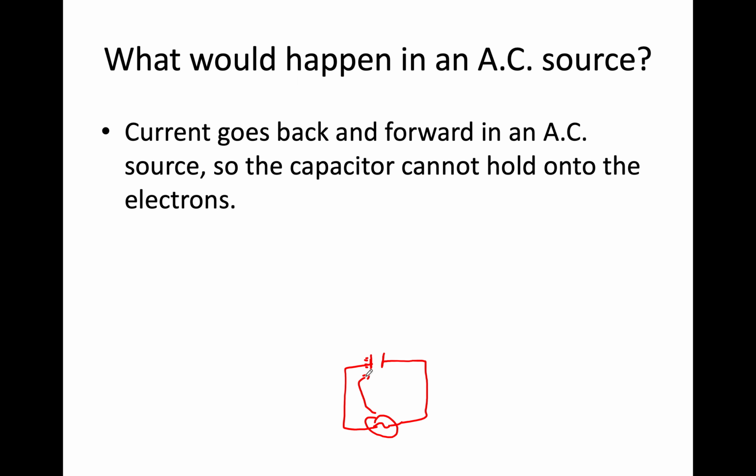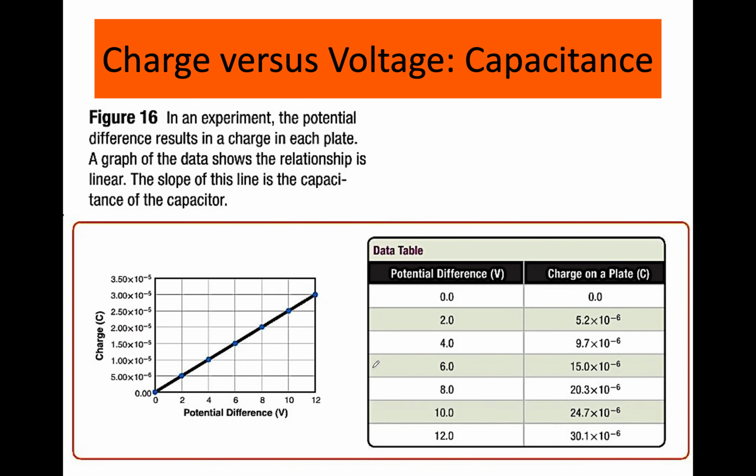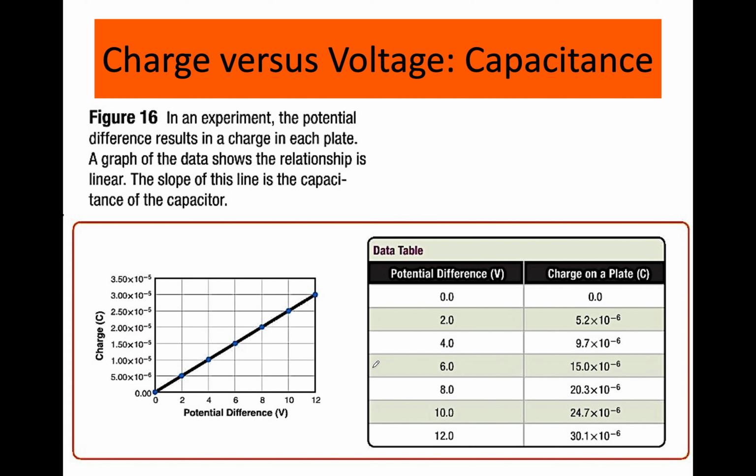But then after a certain time, it will go back and flip over to this direction. Charge will build. The capacitor cannot hold on to any of the electrons. It will continue to charge and discharge over and over and over. So with AC, a capacitor will not store charge, but it can be used for other features, like smoothing signals and stuff like that. It does get used, but we do not need to go into that in any detail at all. So we'll not go too much into it.